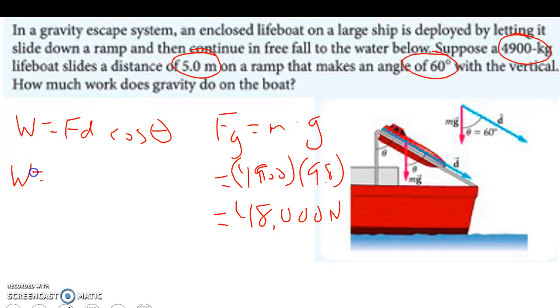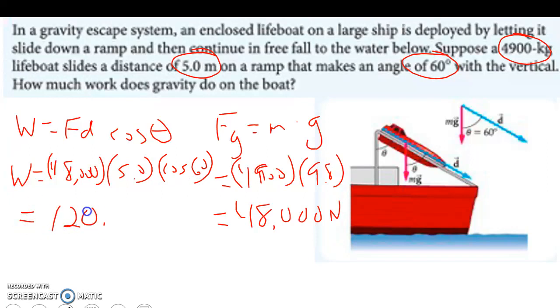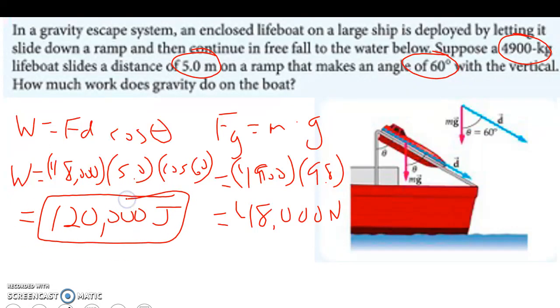So now if I want to find work, I take my force of 48,000 times my distance of 5 times the cosine of my angle, which is 60. I just make it one giant calculation, and when I solve for this, I get 120,000 joules. So that's using the angle.